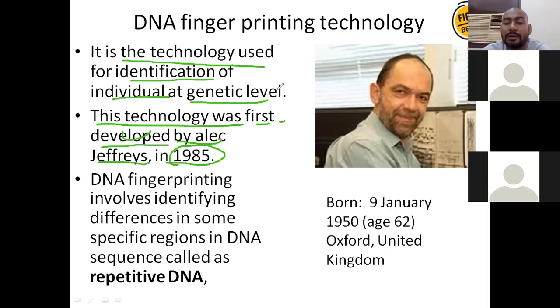Suppose two persons look the same in figure and structure, everything is the same, but you can't identify whether both are the same or not. For this you can perform DNA fingerprinting. With the help of DNA fingerprinting, you can find the difference at the genetic level, the individuality at the genetic level. So this is generally performed by DNA fingerprinting.